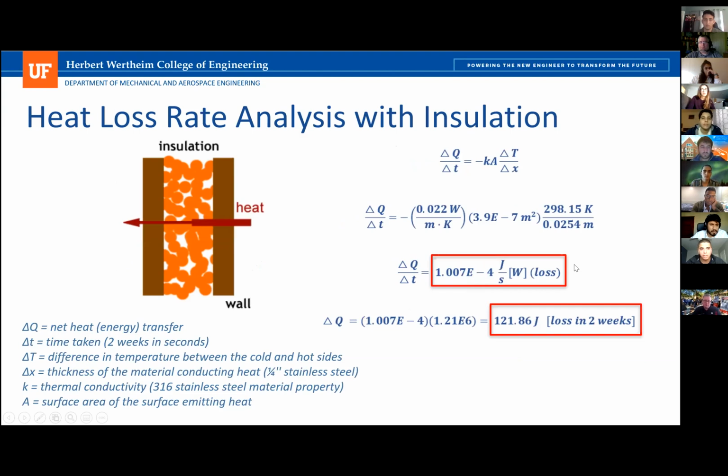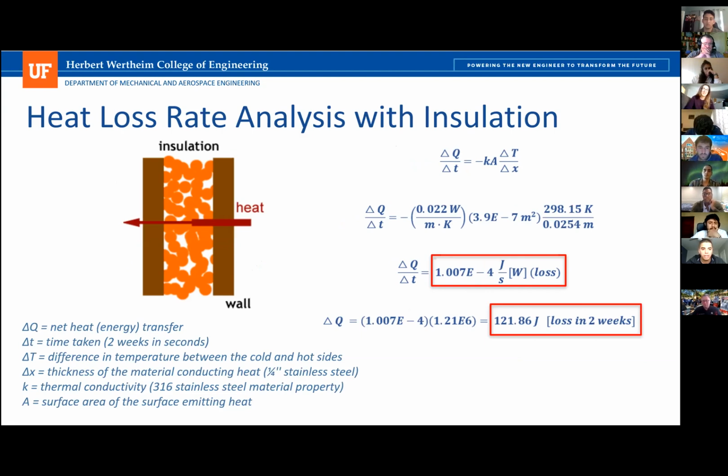So here you can see the heat loss rate analysis with insulation. As you can imagine, the heat loss rate is much smaller. So here we have 1.07e-4 joules per second, compared to the much larger heat loss rate without insulation, and a much lower loss in 2 weeks of 121.86 joules. And again, all these variables you can see at the bottom left what they are.